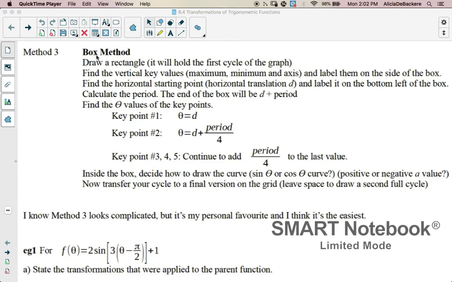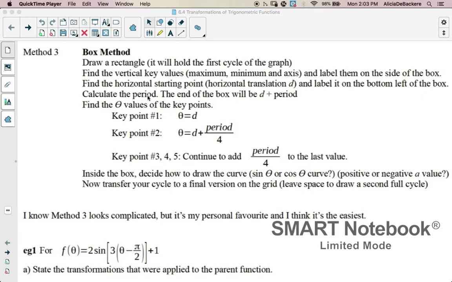So, box method, really quickly: we're going to draw a rectangle. You're going to find the vertical key values. So that's going to be your max, your min, and your middle axis number. Label them on the side of the box. Then you're going to find the horizontal starting point. So that's going to be based on your translation number D. Label it on the bottom left of the box.